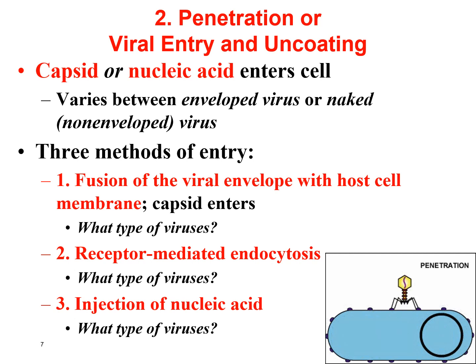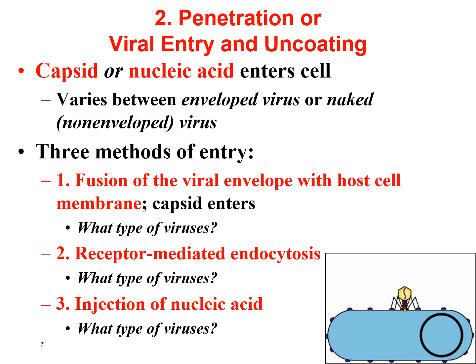The second method of viral entry into the host cell is receptor-mediated endocytosis. So both enveloped and non-enveloped viruses can do receptor-mediated endocytosis and enter that way. So they will bind to receptors on the host cell and trick the cell into thinking that it's something else, and the cell will then bring it in by endocytosis.